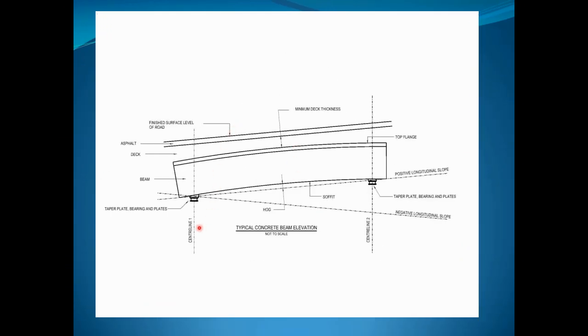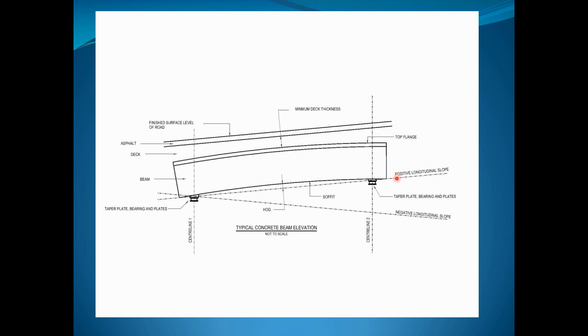So the last slide here just shows what's happening in elevation. So, once again, working from the top down, we've got our finished surface level, the design surface, asphalt, our concrete deck, so we can see the concrete deck is going to change thickness along the beam. That's our top flange of our beam. And the hog is measured at the soffit. So we can see that dimension in there.